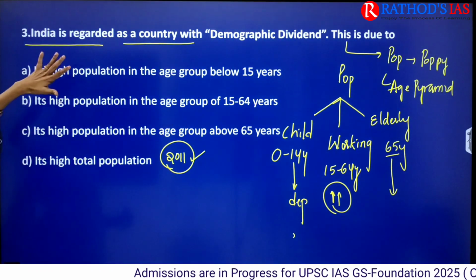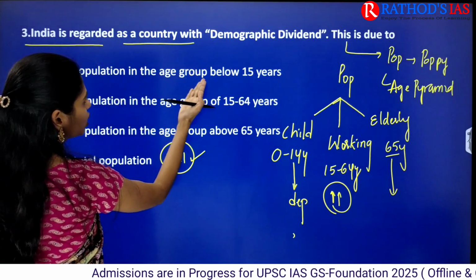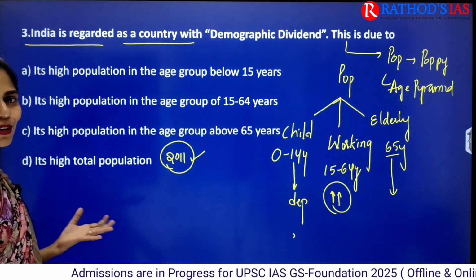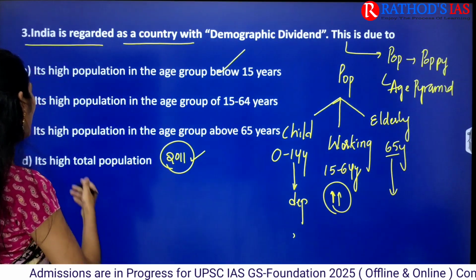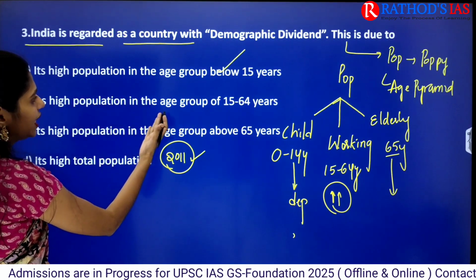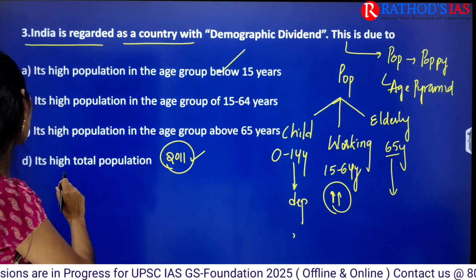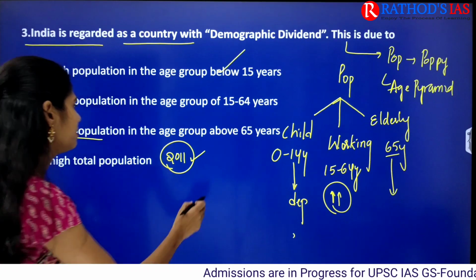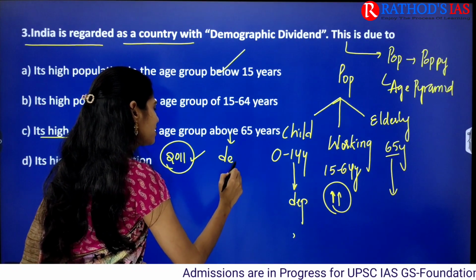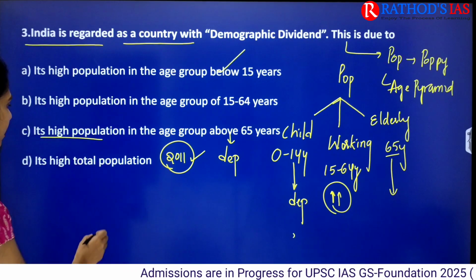So here if you see the options, option A is high population in the age group below 15 years. So below 15 years will be children, so they are dependents. Option B is high population in the age group of 15 to 64 years. And next, option C is high population in the age group above 65, meaning they are also dependents. And option D is high total population, it's not about total population at all.